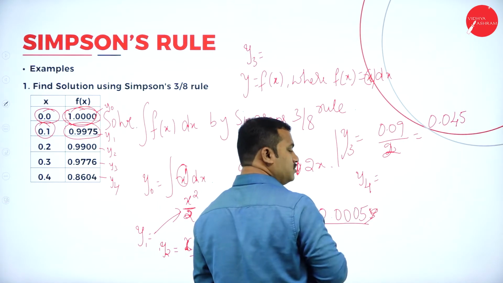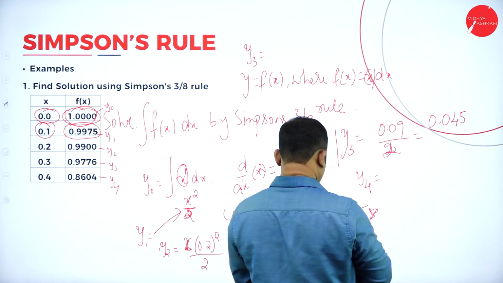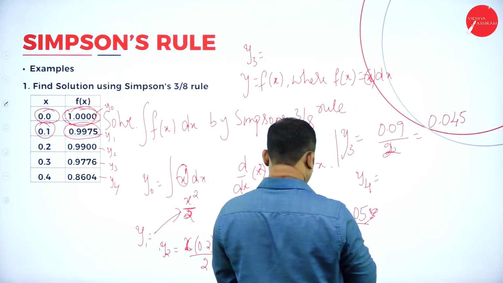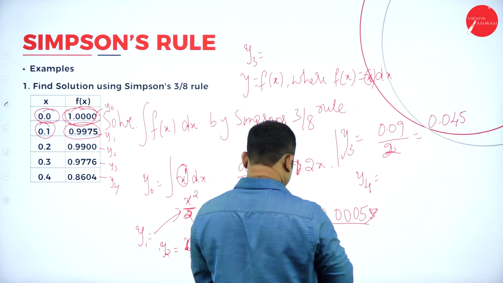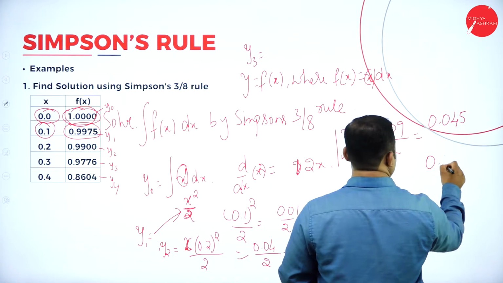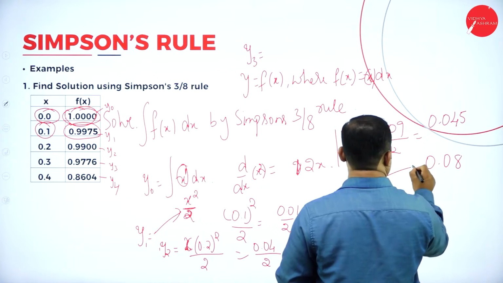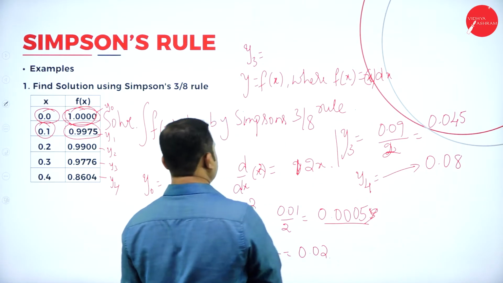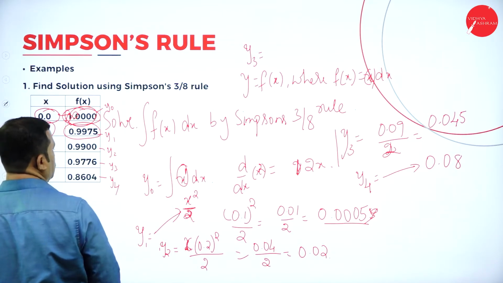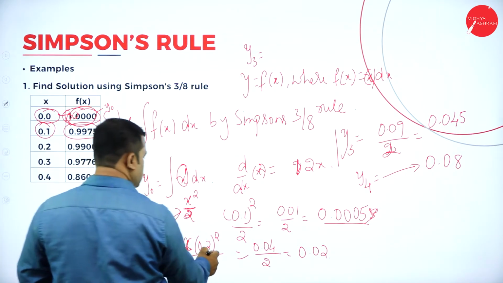Then y4, what is the value of y4? The y4 value is equal to 0.4 whole square, which is equal to 0.16 divided by 2, that is equal to 0.08. That is y4. If that is the case, what is the value of this? This is 0 by anything. 0 by anything becomes 0.